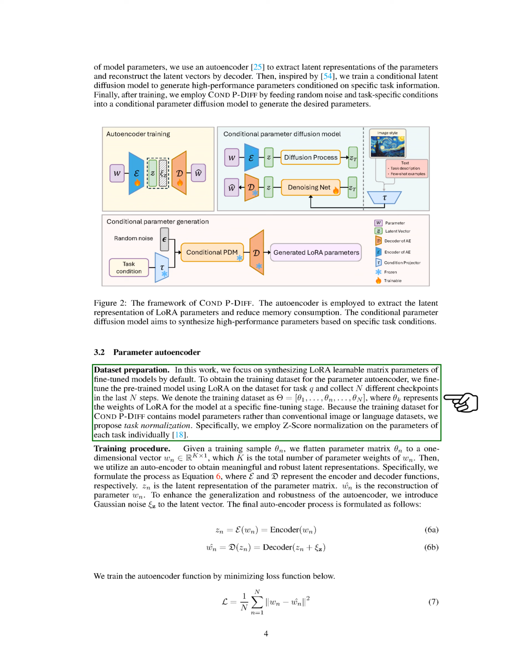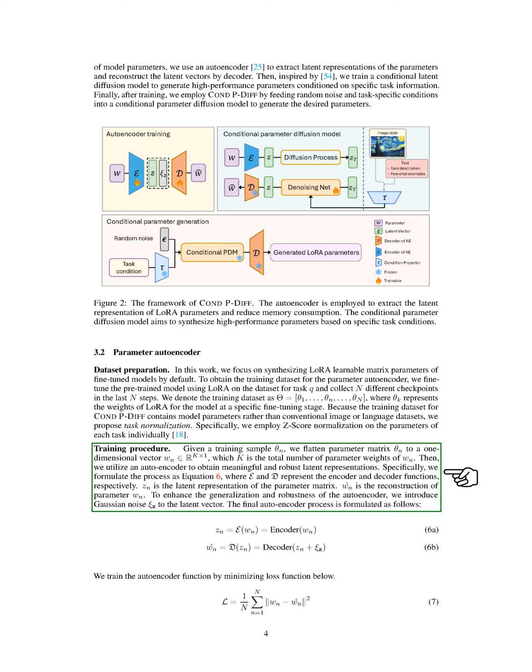We introduce Gaussian noise to the latent vector to enhance the autoencoder's robustness. The autoencoder process involves encoding the parameter vector and then decoding it while adding noise. We train the autoencoder by minimizing a specific loss function.